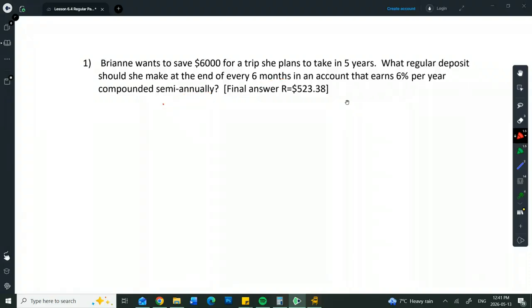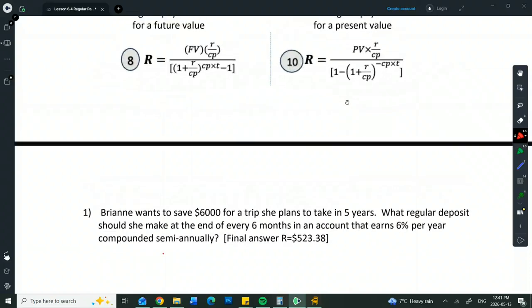Okay, so firstly, is this a future value or is this a present value? Is this an amount that we want to have in the future, or is this a total amount that we have now? Okay, so we're going to use that rearranged future value formula, this first one right here. And let's write out what we know from the question. So obviously we're trying to figure out R, which is the regular payment that she has to input into that account in order to eventually have $6,000. So future value, what we want to have, is $6,000.